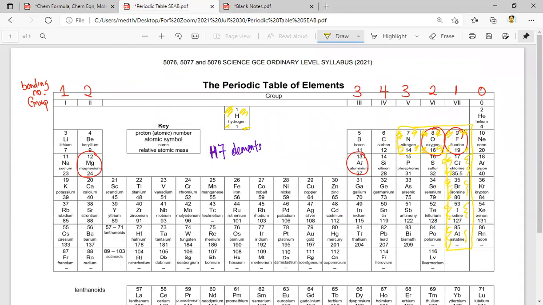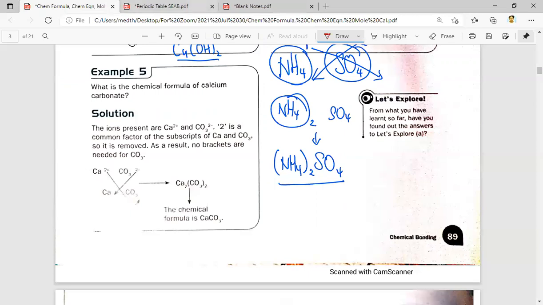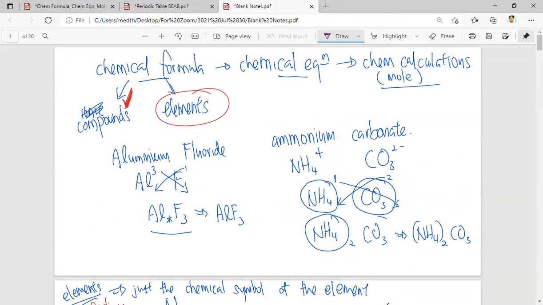So you look at the way I'm decorating the periodic table. First thing, I always write the bonding number on top. Next thing, I shade the H7 elements to remind me that these are what I call the H7 elements. Okay? So what I've done so far is settle the chemical formulas for compounds and for elements. These are the two parts I've covered, and hence you have covered most of your chemical formulas already. Now we're going to go on to chemical equations.